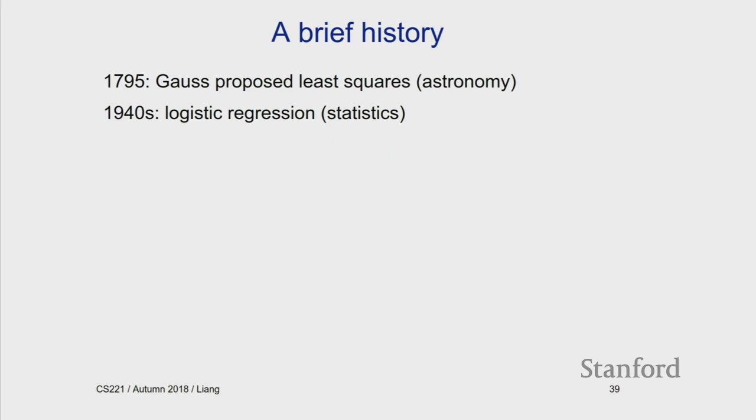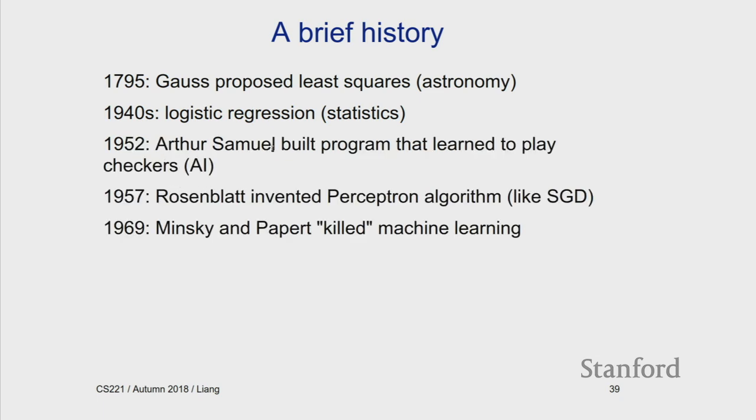Some historical notes. The idea of machine learning goes way back; you can trace it to Gauss, who was the first to use least squares to fit a model to the positions of celestial objects. Logistic regression, which is related, for binary classification, was studied in the 40s in statistics. In the AI community, in the 50s, Arthur Samuel built a program to play checkers, which was based on learning. People also invented the perceptron algorithm in the 50s.